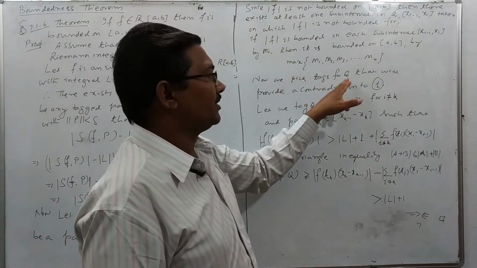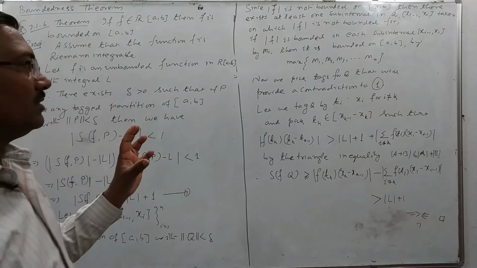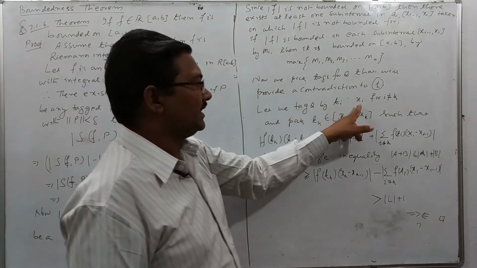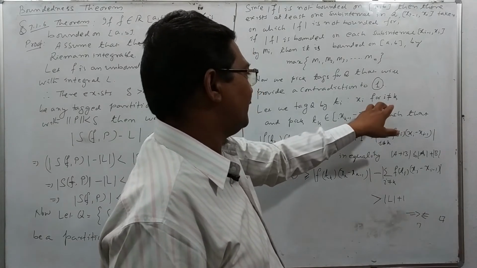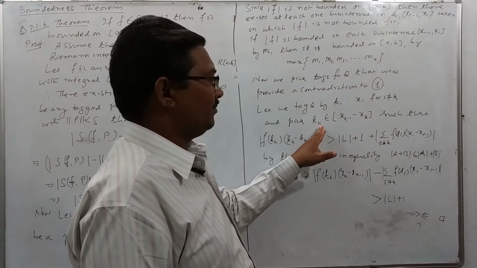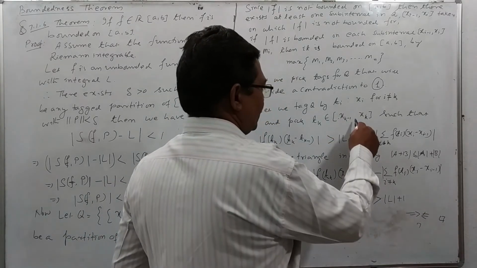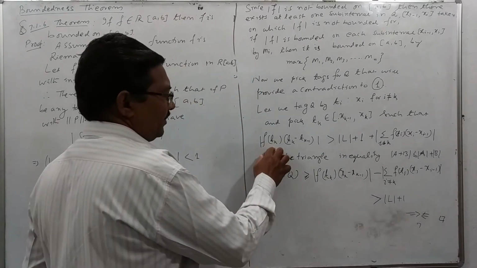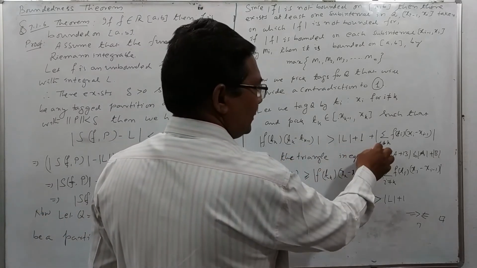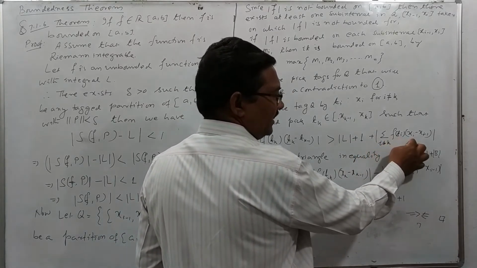We pick tags of Q that will provide a contradiction to the first assertion. Let us take the tags t_i = x_i for i not equal to k, and pick t_k as a point in the interval [x_{k-1}, x_k] such that absolute of f of t_k is greater than absolute of L plus 1 plus the summation over i other than k of f of t_i times (x_i minus x_{i-1}).